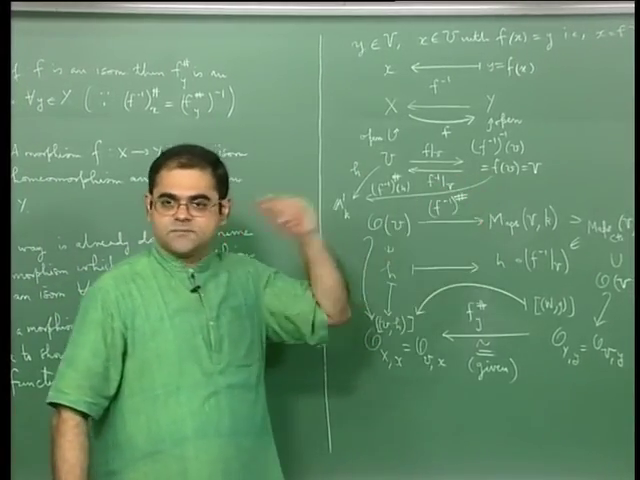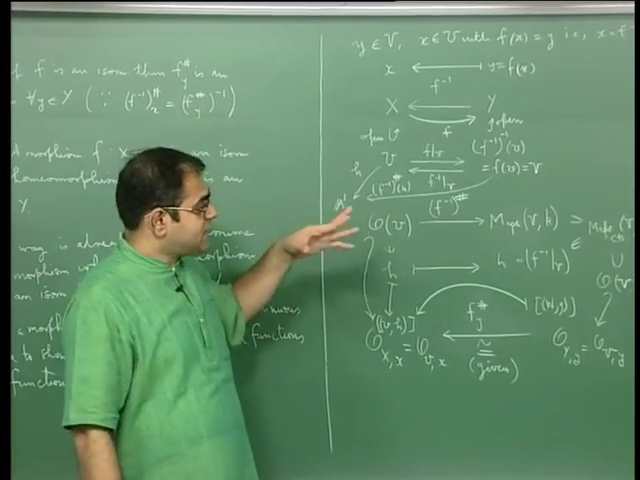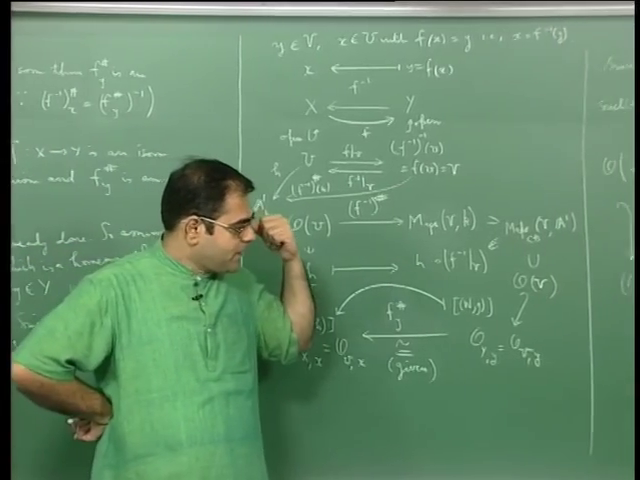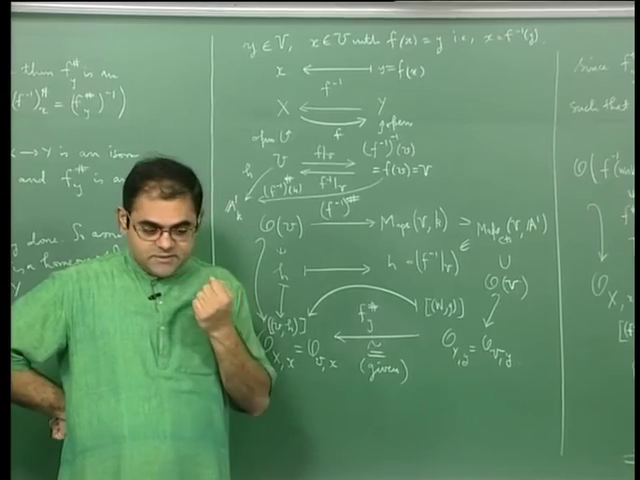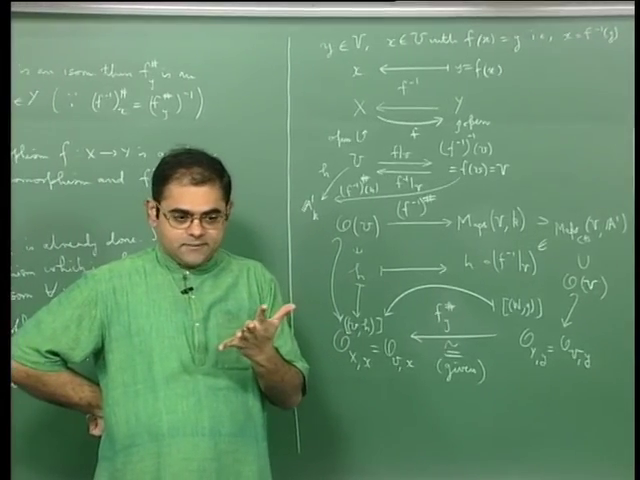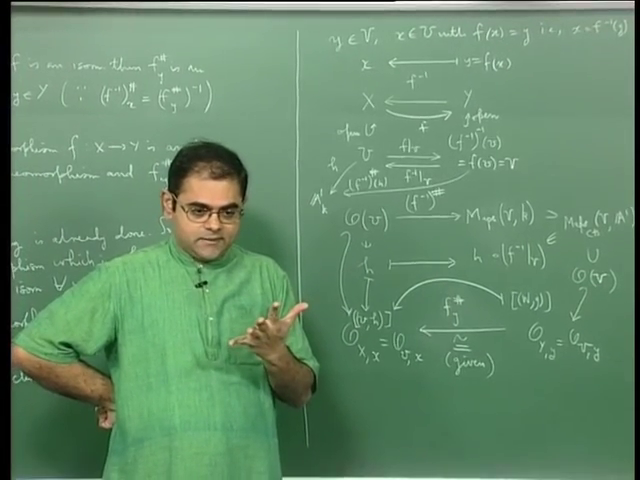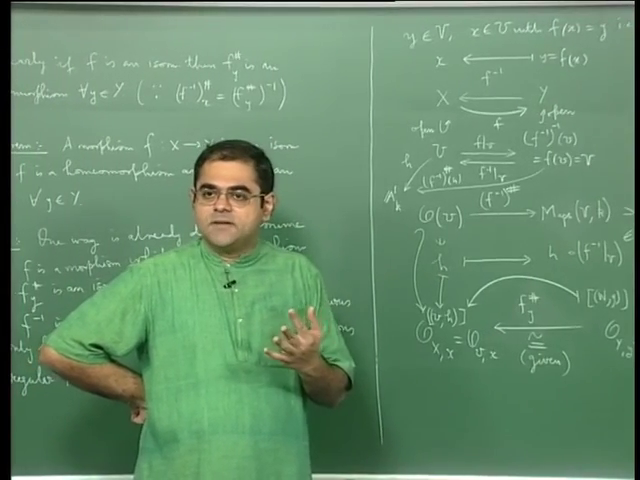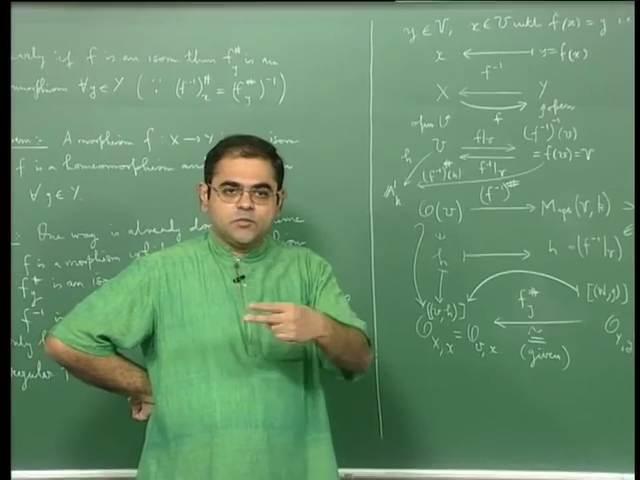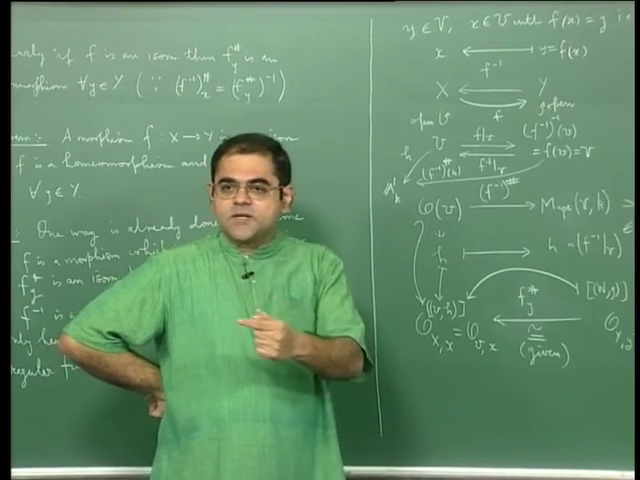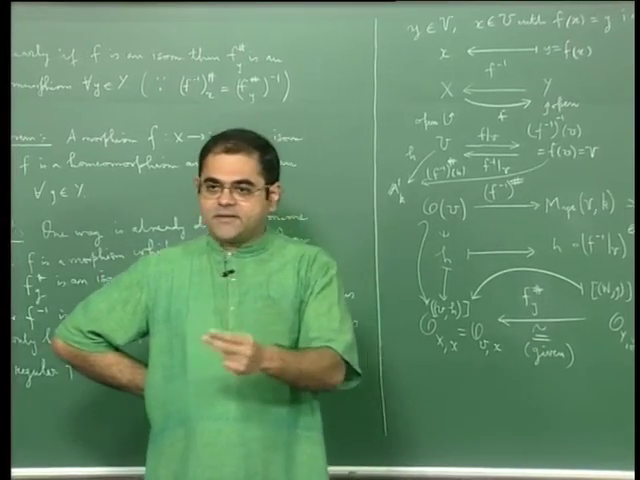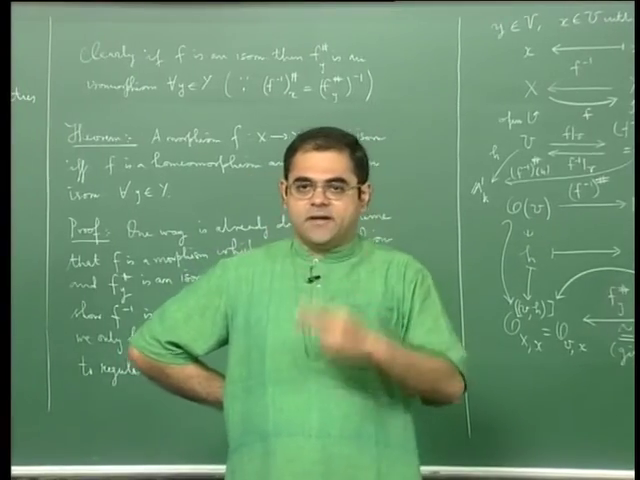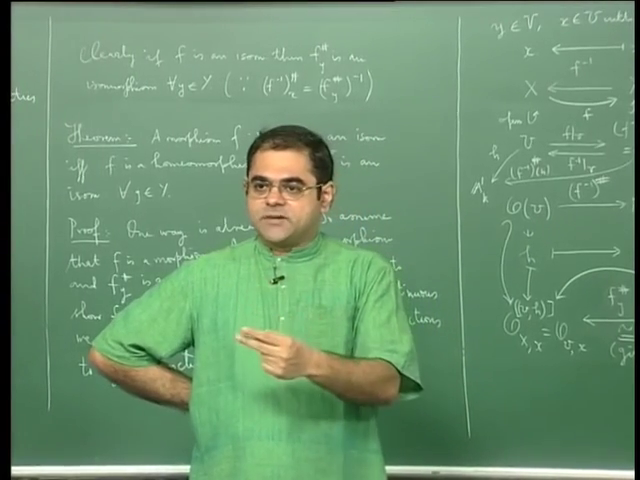Therefore F is an isomorphism. Okay. So what you must understand is that to check that something is a morphism, there are two steps. One is to check topologically that it is continuous. The second thing is you have to check that it pulls back regular functions to regular functions.